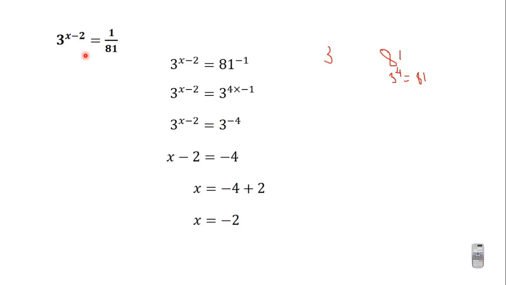So the main goal here is to make sure that the term on the left hand side and the term on the right hand side have the same base, so that you can equate the exponents and find the variable in the equation.